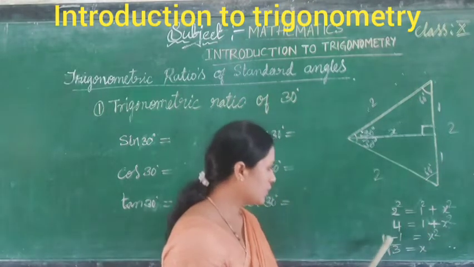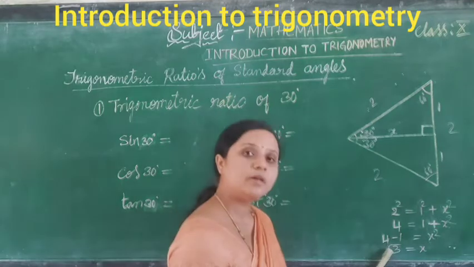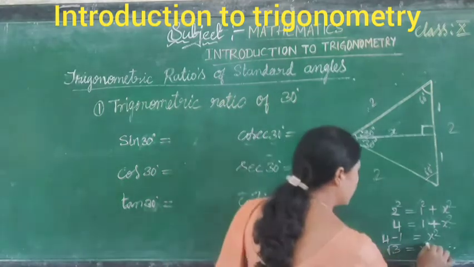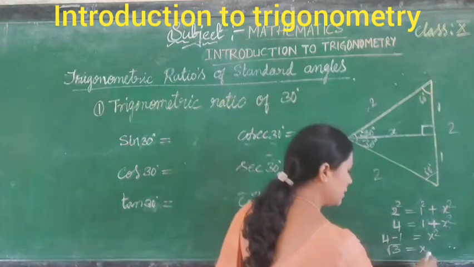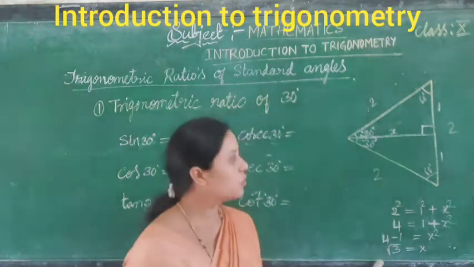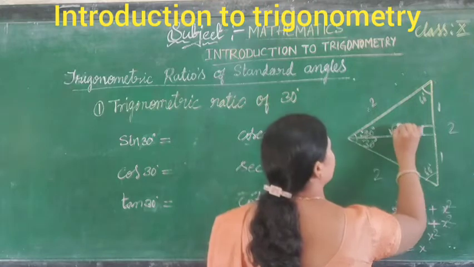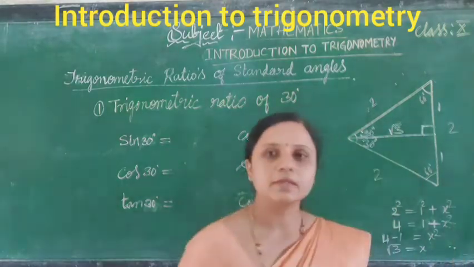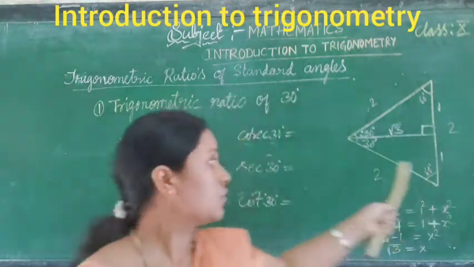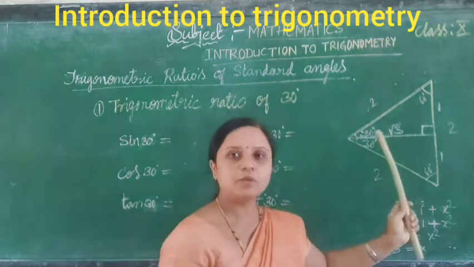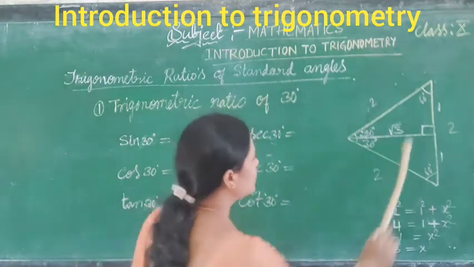So I take this to this side. 4 minus 1 will be 3. So x square is 3. x equals root 3. So the length of this base is root 3. Okay. So you can calculate using Pythagoras theorem. We get this value as root 3. Now look at this triangle.